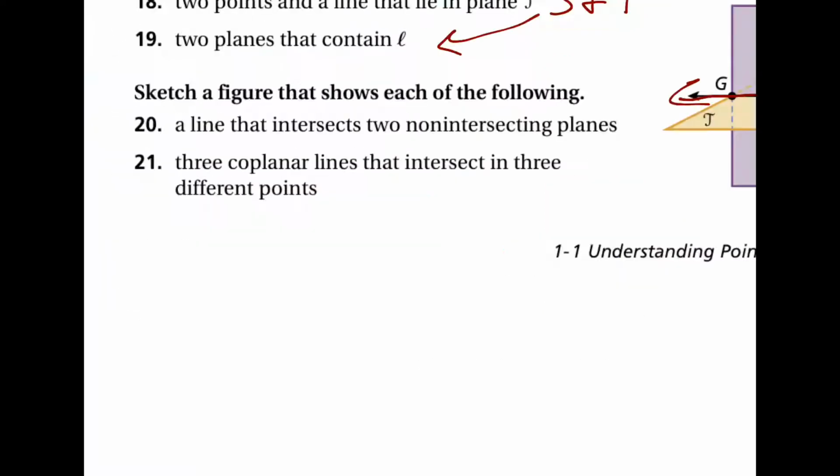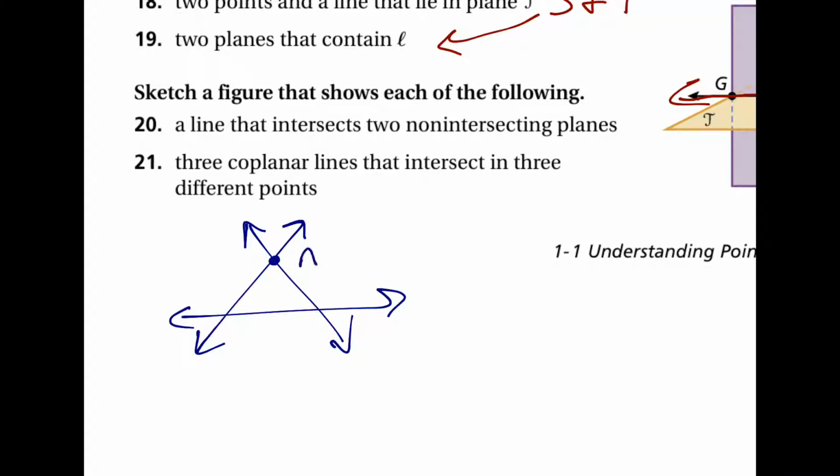For 21, 3 coplanar lines that intersect in 3 different points. So here's a line, and a third one. We'll call this point A, point B, and point C.